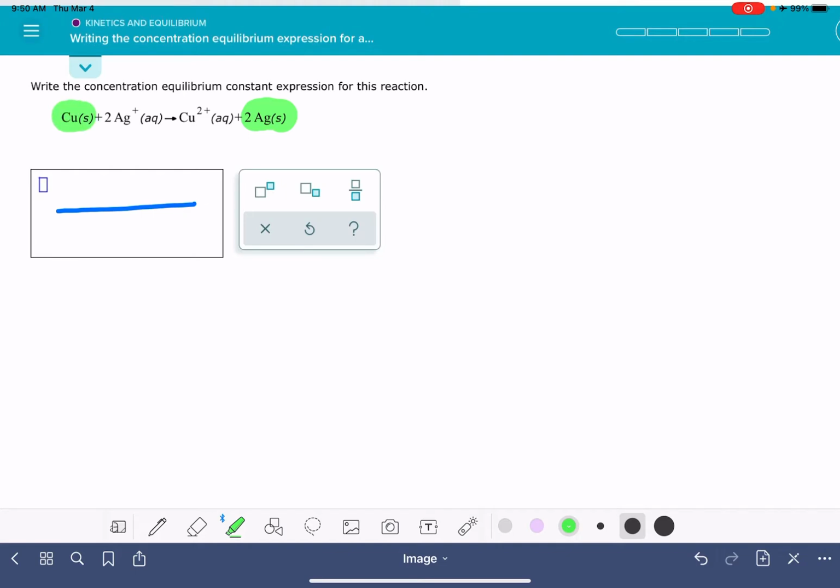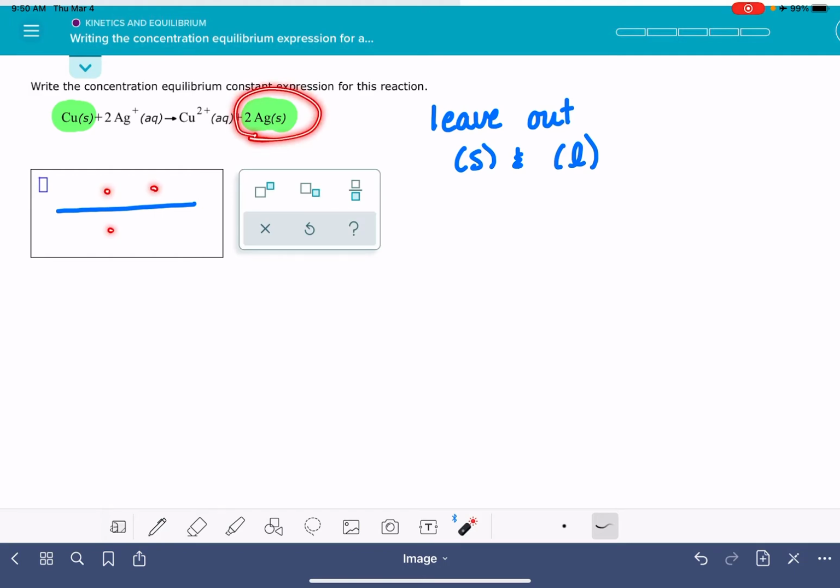So I've got those two solids highlighted, so we'll remember to leave them out. In general, we want to leave out anything that is in the solid state and also anything that is in the liquid state. These are pure substances, which means that they don't have a concentration, so it would be impossible for us to calculate their molarities and plug them into this equilibrium expression.